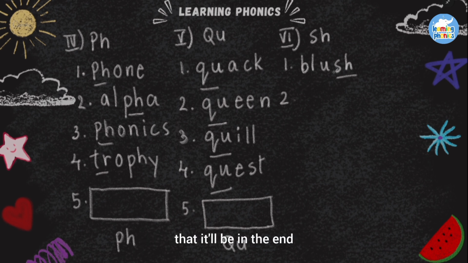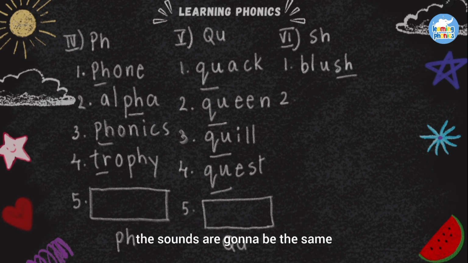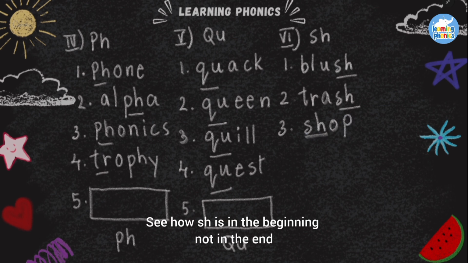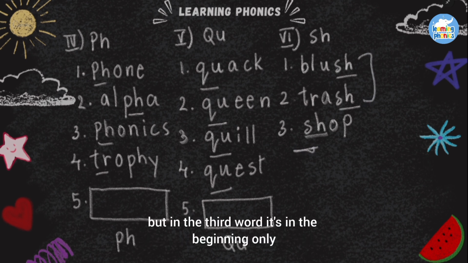Now it doesn't matter whether it's at the end or in the beginning, okay? These digraphs can come anywhere, in the middle, in the beginning, in the end, doesn't matter. The sounds are going to be the same. Next one we're going to see is tr, a, sh, trash. See? Number three is sh, shop. See how SH is in the beginning, not in the end. In the first two words, it's in the end, but in the third word, it's in the beginning.